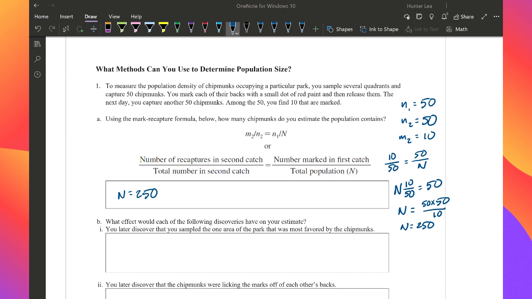Based on our capture-recapture method, we can infer that there are 250 chipmunks in this park. That represents the entire population. On to the next problem. What effect would each of the following discoveries have on your estimate? 1. You later discover that you sampled one area of the park that was most favored by the chipmunks.